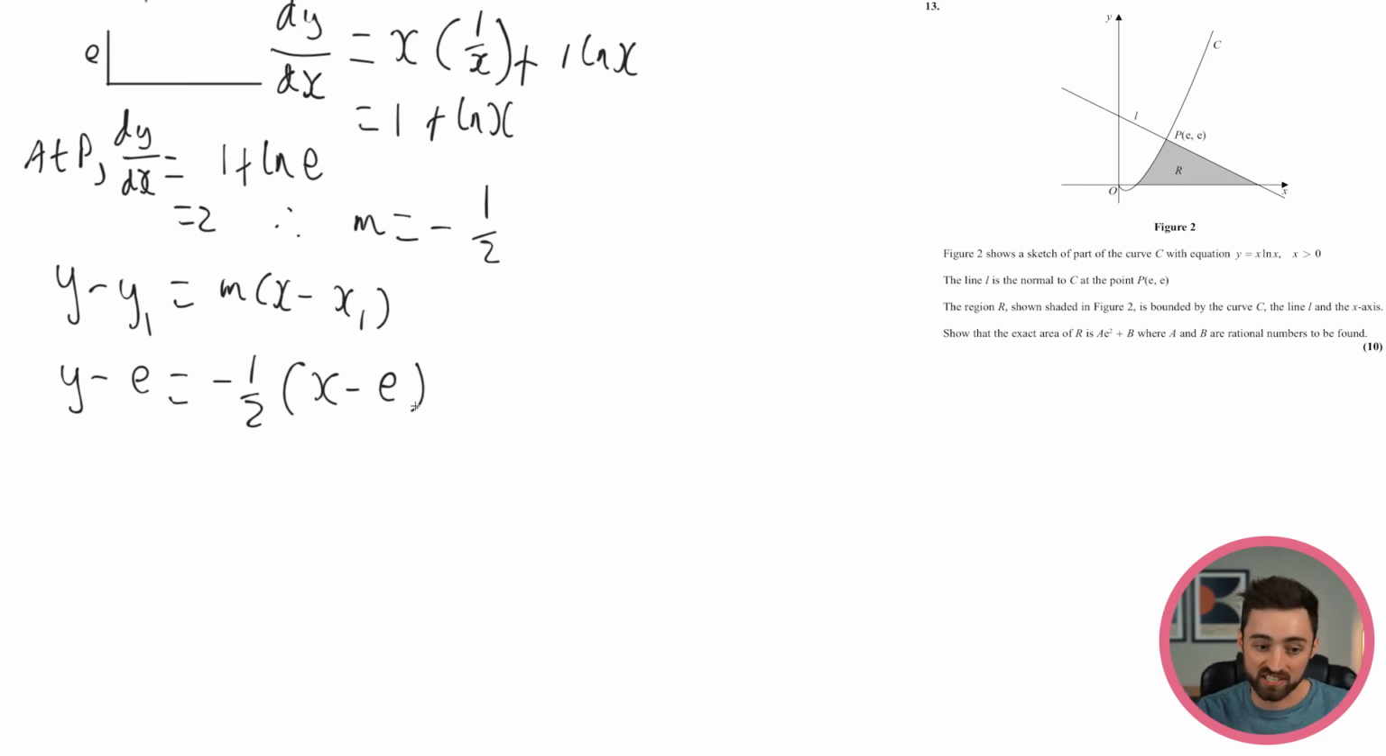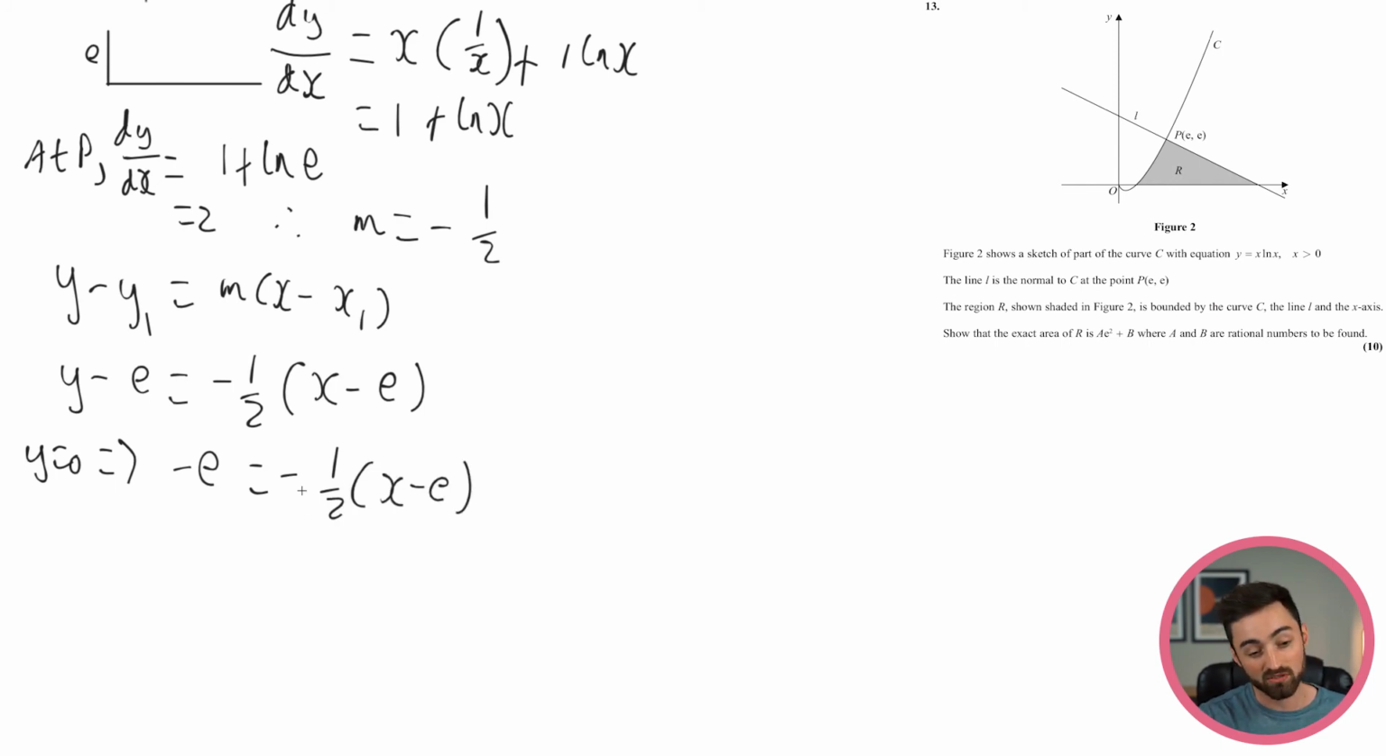So why don't I straight away just set y equals 0 and then work out that value of x. So let's just say y equals 0 gives me what? It's going to get me minus e equals minus a half times x minus e. So let's times through by minus 2 here. So I'm going to get 2e equals 1 times x minus e. So in other words, x minus e. Add the e. I know there's a lot. So it's 2e plus e, which is 3e. So the x coordinate of where this normal hits is at 3e.